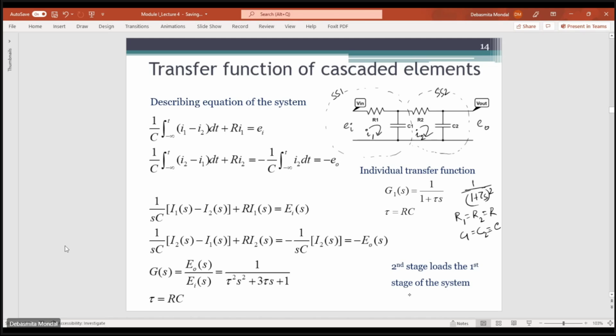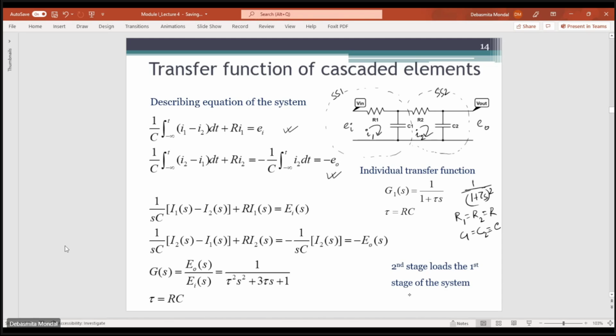So let me write the basic differential equations. If I apply KVL in the first loop, we can write 1 by C integral from minus infinity to t of (I1 minus I2) dt, plus R into I1, equals Ei. Similarly, if you write the loop equation in the second loop, that will be given by this equation. These two are the basic differential equations of this system.